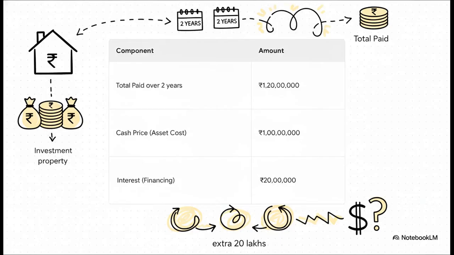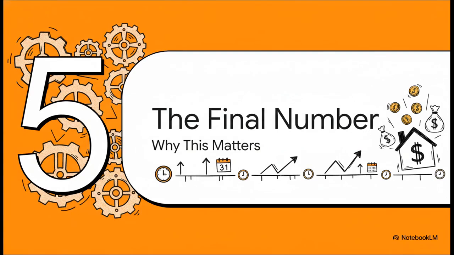Let's look at a quick example. Over 2 years, you might pay a grand total of 1.2 crores. But if that property's cash price today is only 1 crore, then guess what? The asset's cost is 1 crore. The extra 20 lakhs you're paying, that's your interest expense, and you'll account for it over that 2-year period. Simple as that. So, we've built our number, we've thought about the time element, but let's bring it all home.